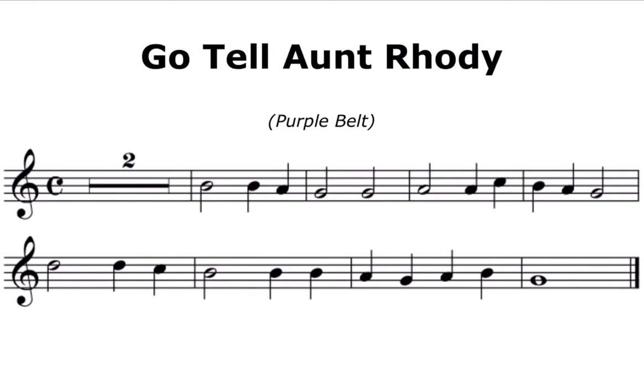All right, here we go. Get a B ready. 1, 2, 3, 4, 1, 2, ready, go. B, B, A, G, G. A, C, B, A, G. Second line. D, D, C, B, B, B, A, G, A, B, G. That's it. That's the whole song. It goes by so quickly.